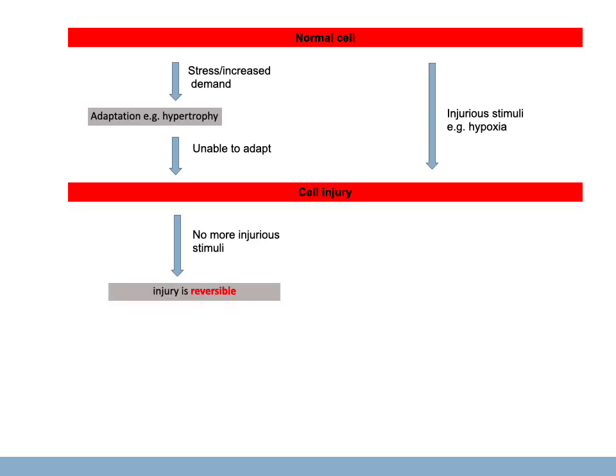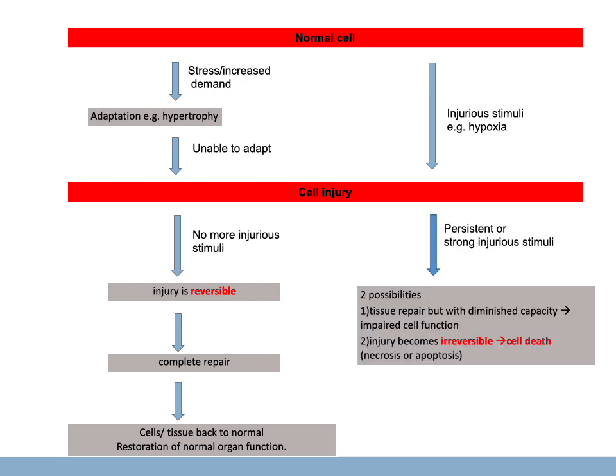Now, this slide is essentially a review of everything that we've talked about so far, and we will be focusing on this part here. What happens to the cell when it reaches the point of no return and the injury becomes irreversible? Over time, the cell is going to die due to the persistent or severe injury, and cell death occurs as a result.